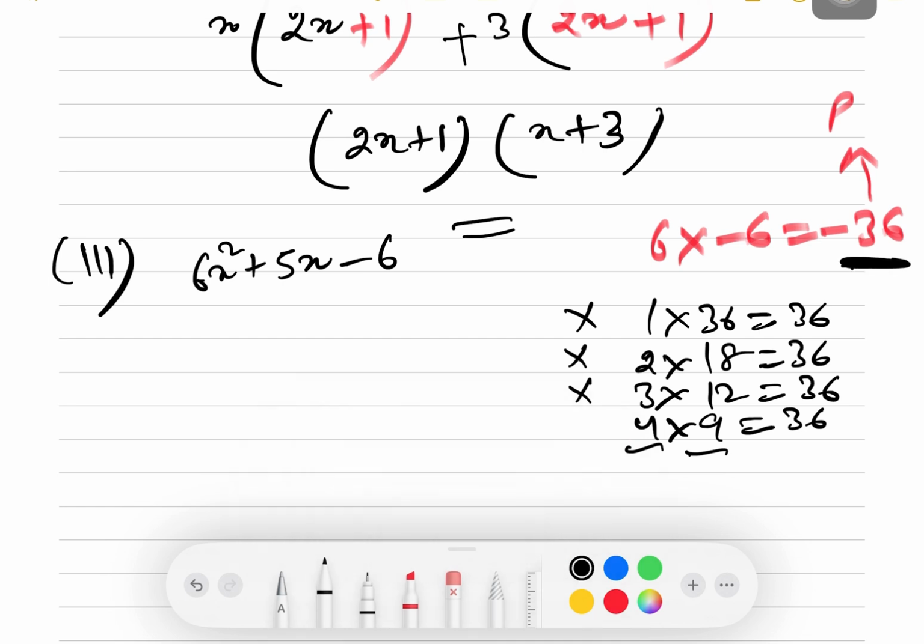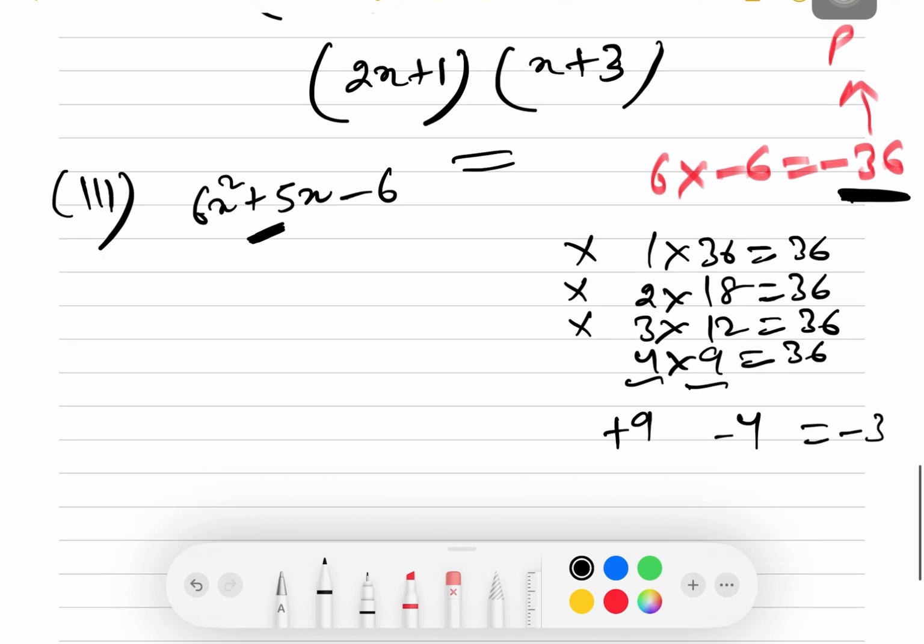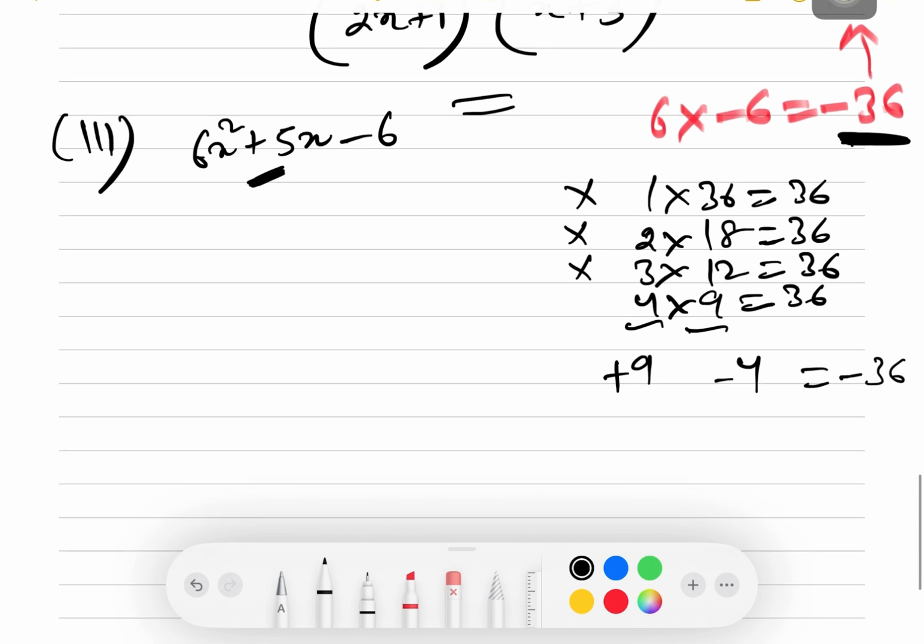Since we have got minus 36, now the product should be minus 36. That means one of the numbers should be negative. And here the middle term is positive, that means the bigger number is positive. So I will take 9 as positive and 4 as negative, so it will satisfy both situations. If I multiply plus 9 with minus 4, I will get minus 36, that is what is required. And if I add plus 9 and minus 4, I will get positive 5, that is what I required as the middle term. So the required numbers are plus 9 and minus 4.